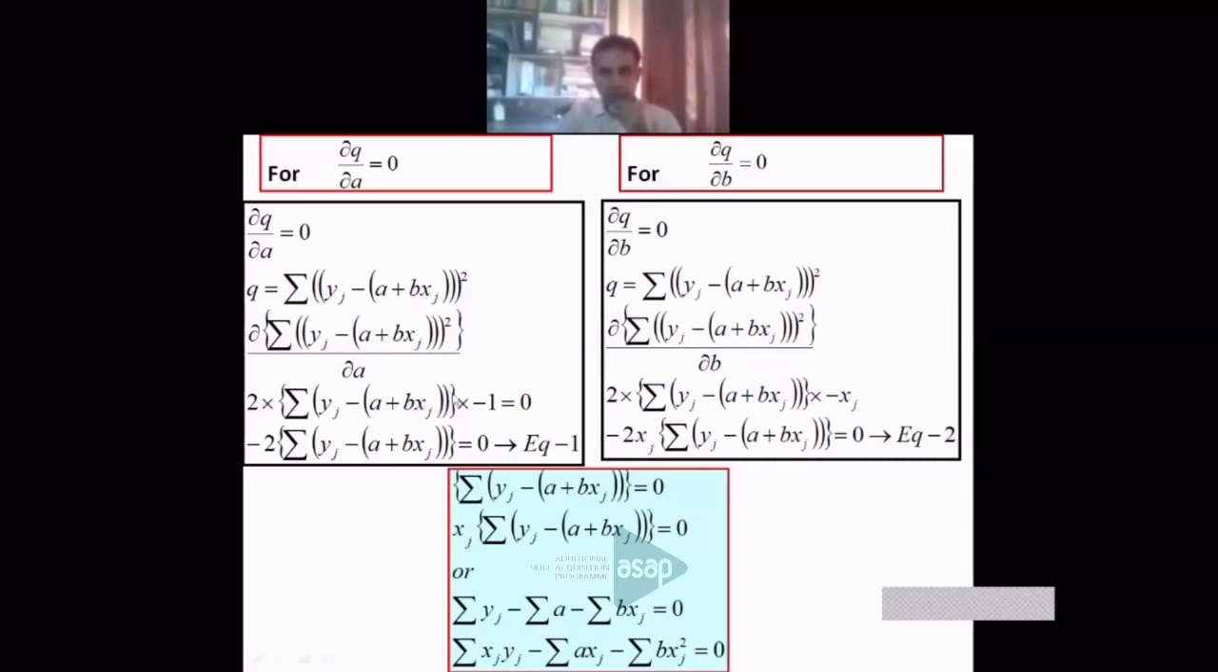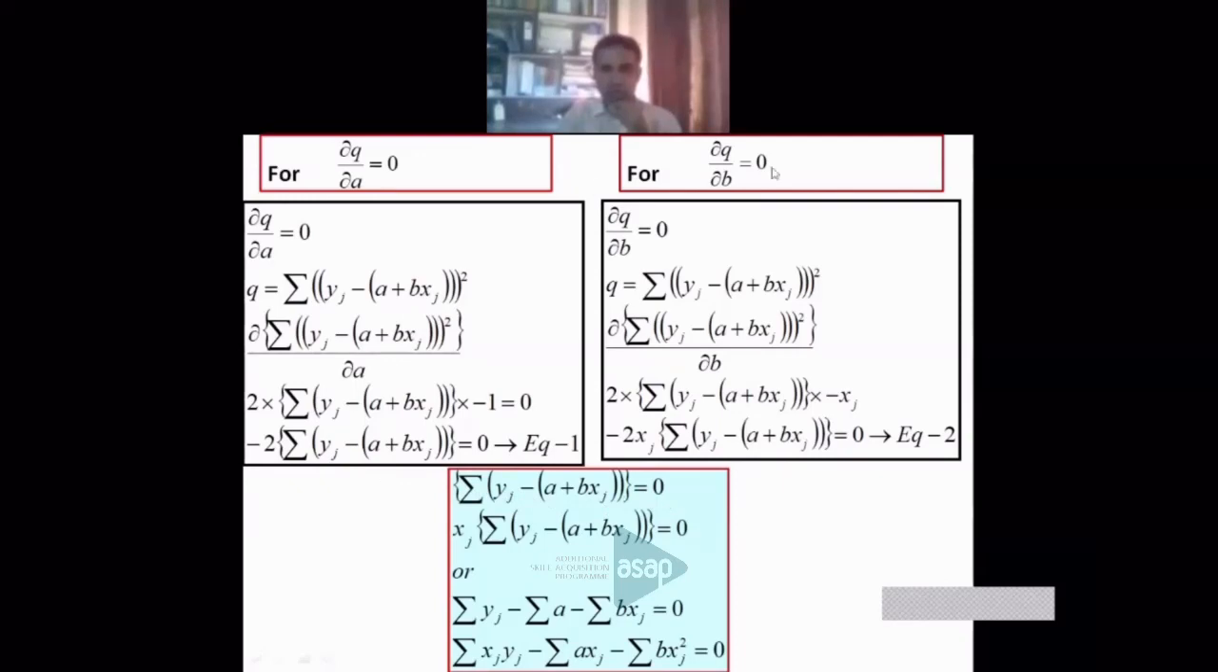A comes out of this bracket, so the derivative with respect to A is -1. Dou by dou A of minus A, where A is a variable, is -1. So this is the next equation. The first equation I get is -2 sigma yj minus A plus bxj. This is -1 and gets multiplied by -2. Since it equals 0, the -2 can go; I can divide by -2 on both sides. So the first equation boils down to sigma yj minus A plus bj.